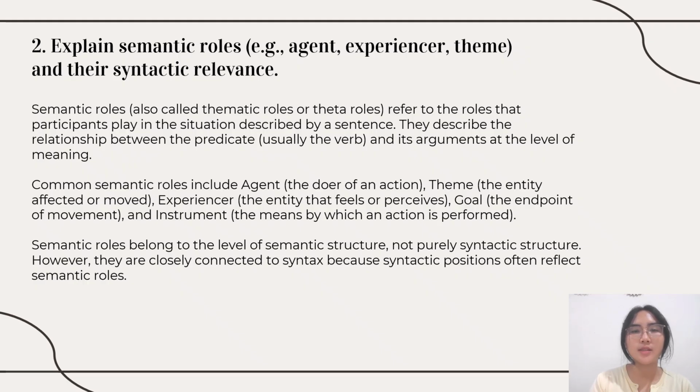And number three is explain semantic roles, agent, experiencer, theme, and their syntactic relevance. Semantic roles refer to the roles that participants play in the situation described by a sentence. They describe the relationship between the predicate and its arguments at the level of meaning. Common semantic roles include agent, theme, experiencer, goal, and instrument. Semantic roles belong to the level of semantic structure, not purely syntactic structure. However, they are closely connected to syntax because syntactic position often reflects semantic roles.